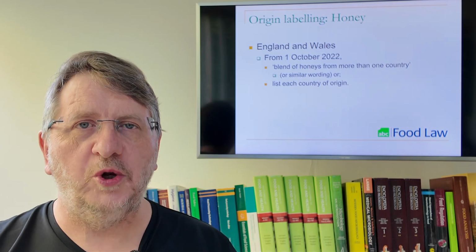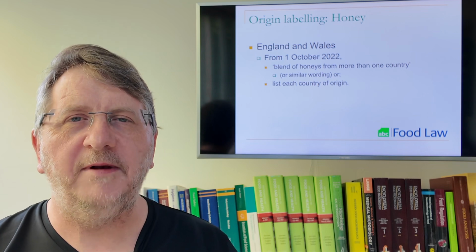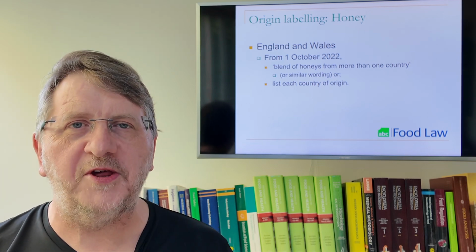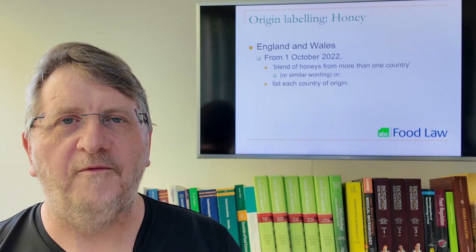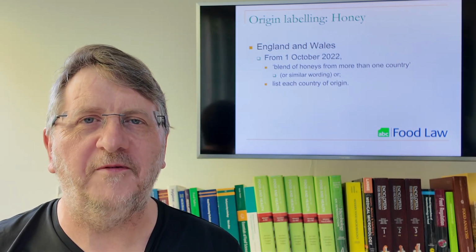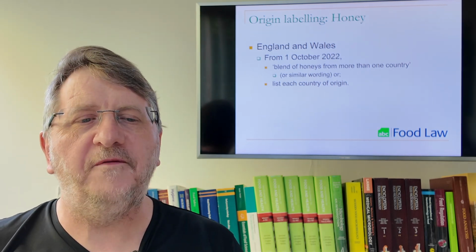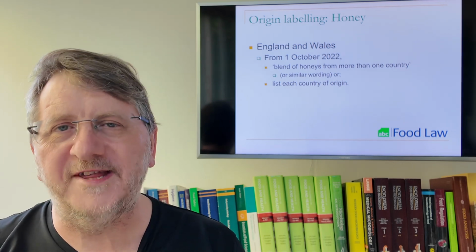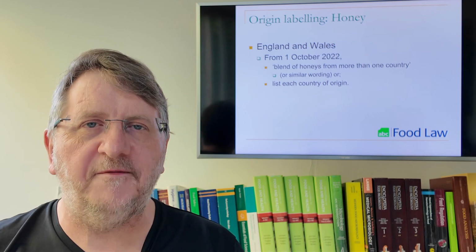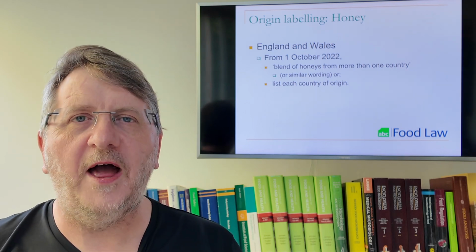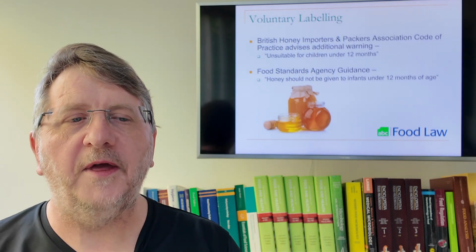There is also additional origin labelling requirements, and these have changed since the United Kingdom left the European Union. But we're at the position now in England and Wales where if you've got blends of honey, so you're using different honeys from different regions, then it should have something on the label to the effect of blend of honeys from more than one country, or similar wording. The wording doesn't have to be precisely that, or else it can actually specifically mention the countries that the honey has originated from.